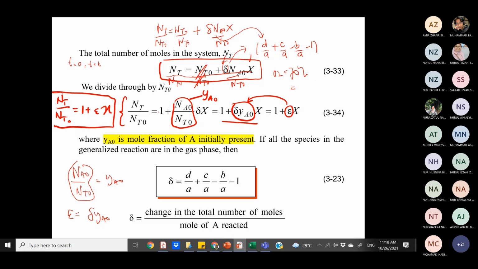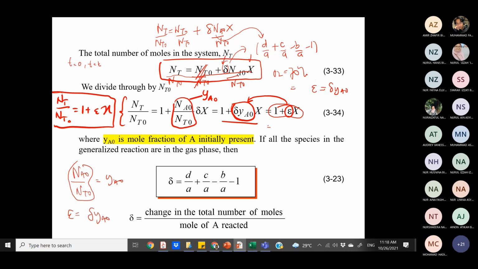Okay, this is the one. So bear in mind NA naught over NT naught is a fraction. So you can replace it with YA naught here. And we can reduce these terms further, which you must remember: epsilon is equal to YA naught del. That's why you will get this one at the end. So look at how it simplifies.